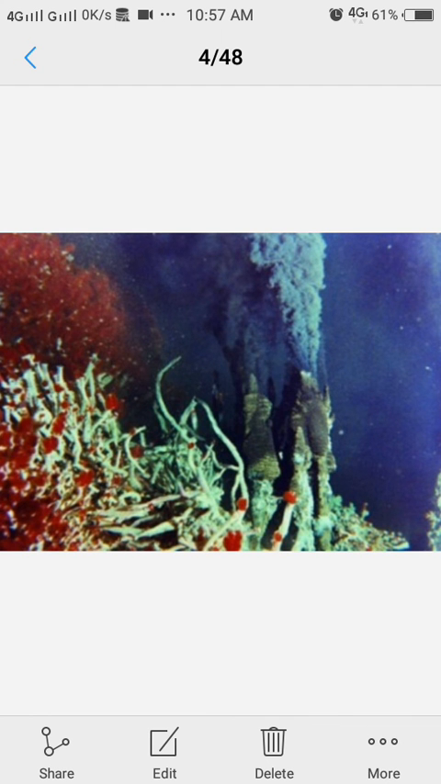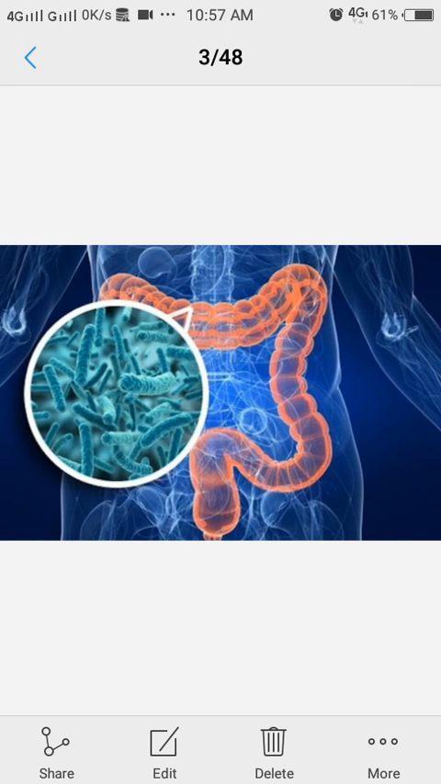Some bacteria exhibit a symbiotic relationship. What is a symbiotic relationship? That is, some bacteria depend on another organism for their food. Example, E. coli. This bacteria lives in the intestine of man and gets its food there. So this is the example for symbiotic bacteria. It depends on man's intestine to get its food.